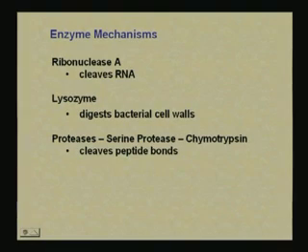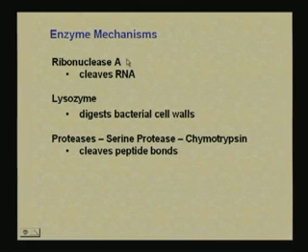Today, for two classes, we will be considering enzyme mechanisms. For this, I have chosen three types of enzymes: the enzyme mechanisms of ribonuclease A, lysozyme and proteases. Of the proteases, which we will see what they mean, we will be doing only one type of serine protease, that is called chymotrypsin.